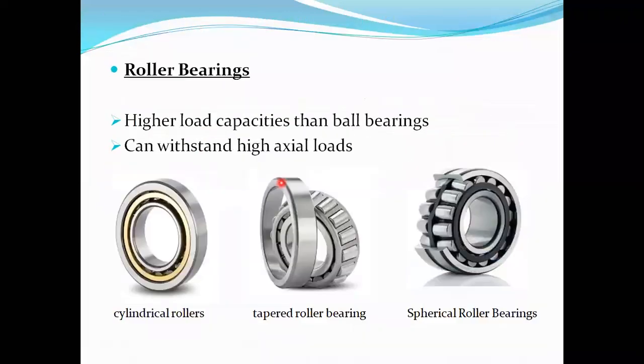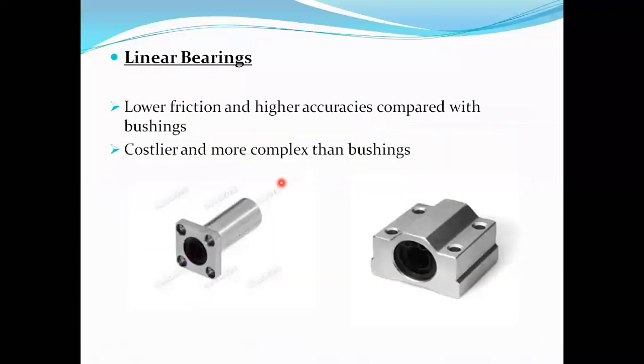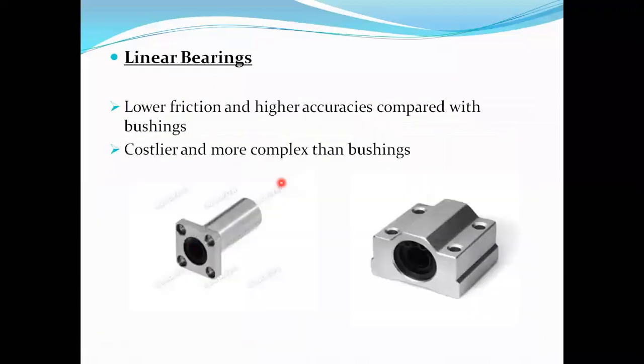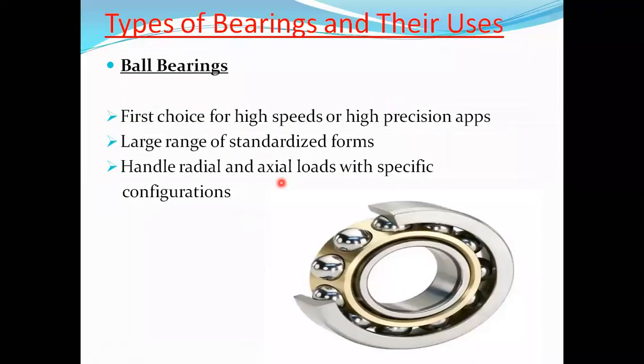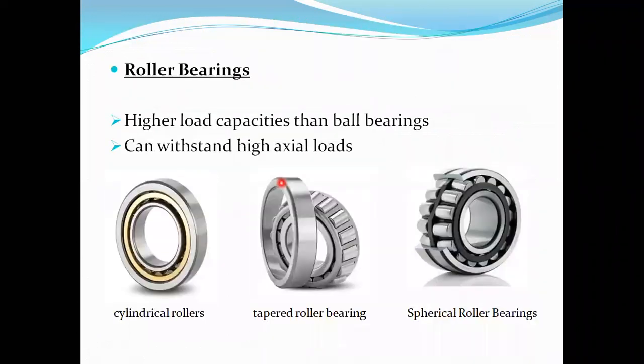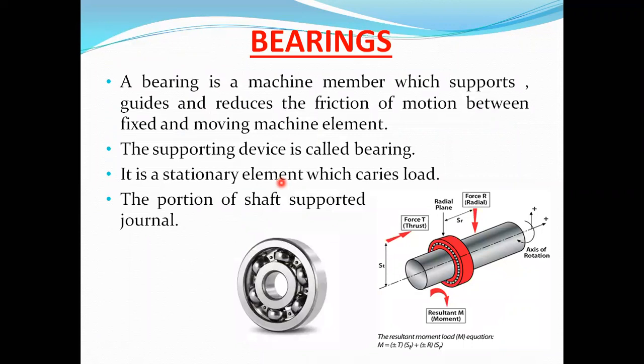One is the ball bearing, roller bearing, mounted bearing, linear bearing, and the jewel bearing. Depending upon the load, we are going to use the bearings. So this is bearing and the different types of bearing. The bearing is mostly used to support the rotating object. That is the main function of bearings.